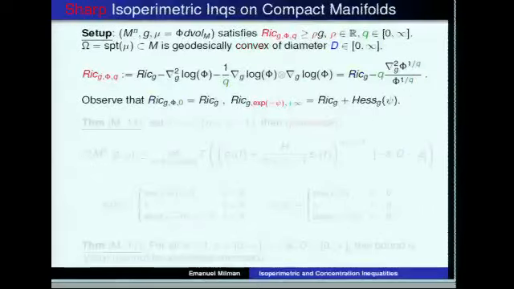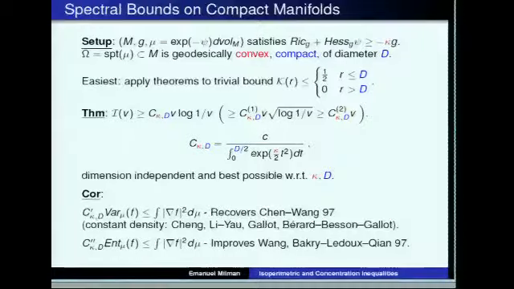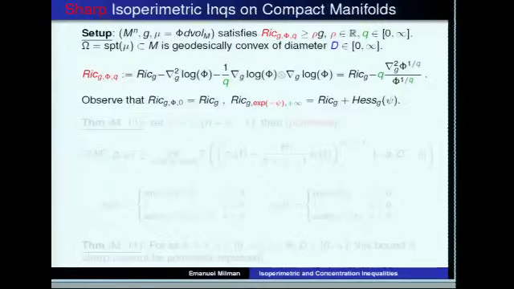One last thing I would like to mention, maybe as I conclude, all of what we're saying here is up to constants, right? Up to numeric constants, dimension independent but numeric constants. If you do things more carefully, you can actually obtain sharp isoperimetric inequalities on compact manifolds. So this is a new result from this year.